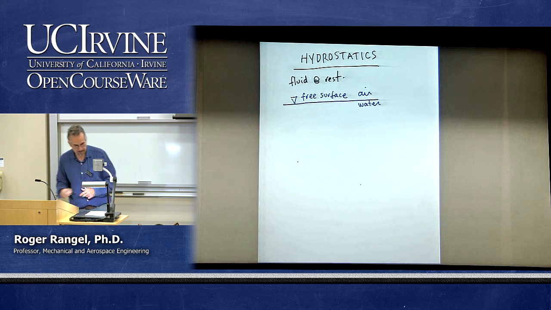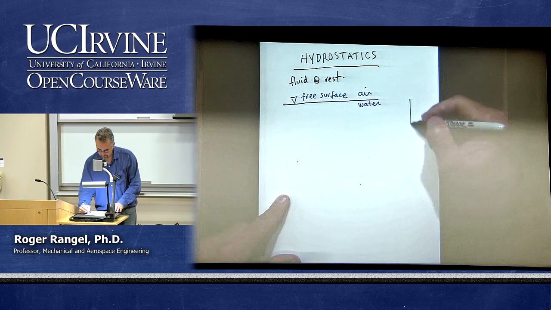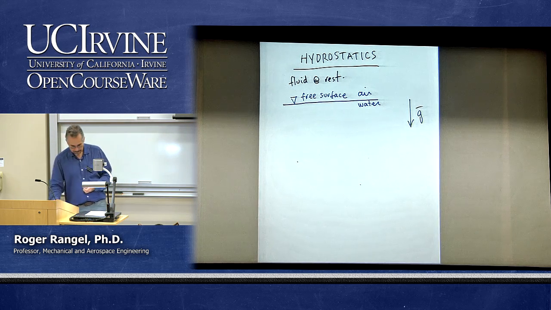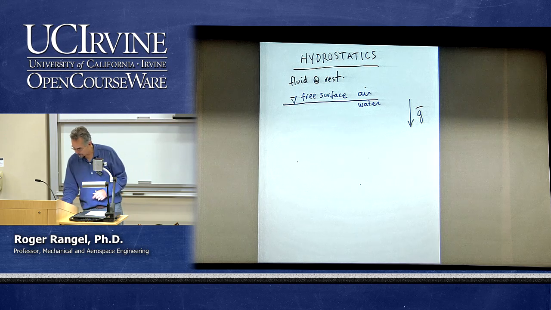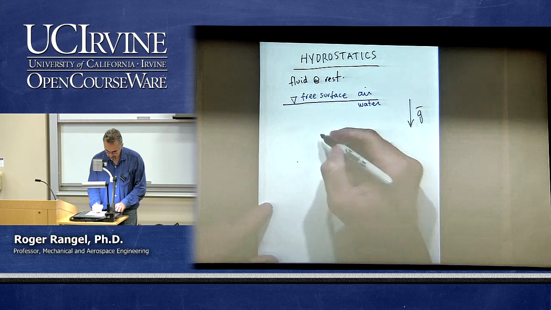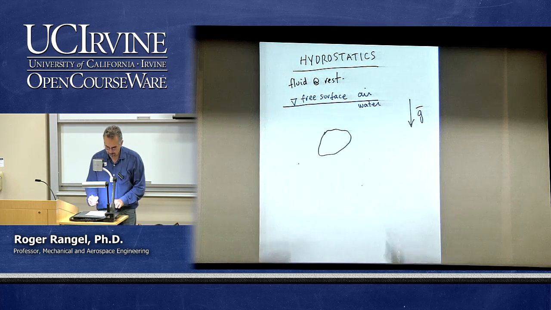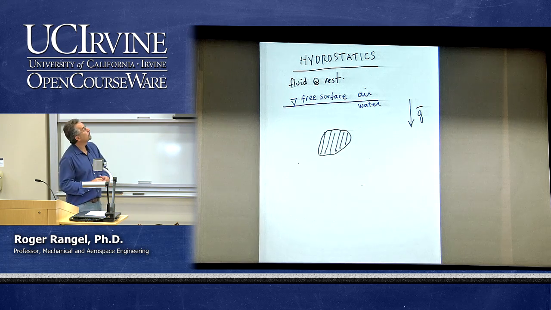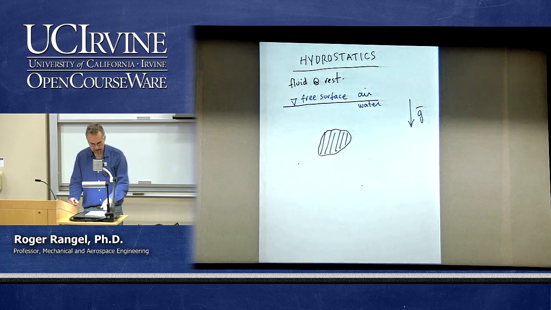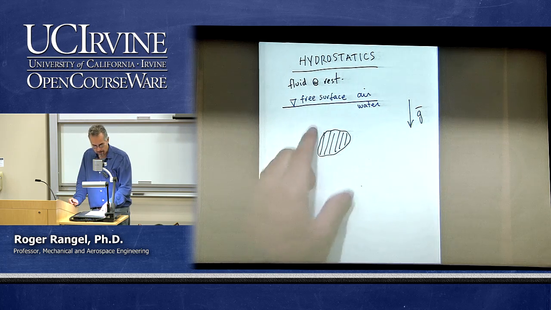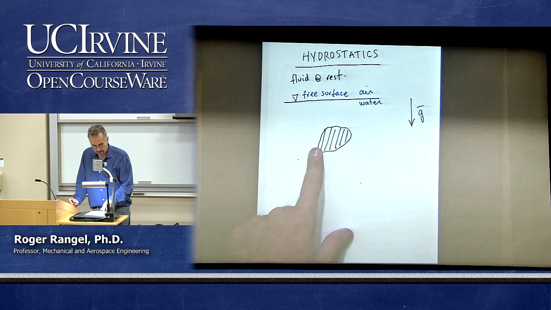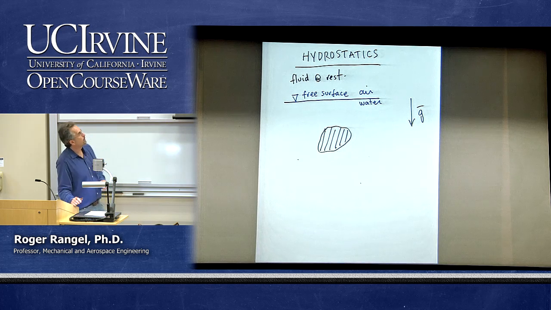If I have gravity, of course, which must be pointing in this direction, then I could have perhaps an object that is submerged in the water. And when I'm looking at hydrostatics, I am going to be interested in determining what kind of forces are exerted on this object by the fact that it is submerged in water.